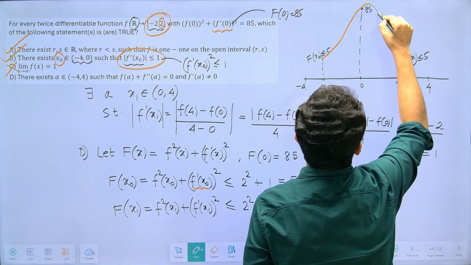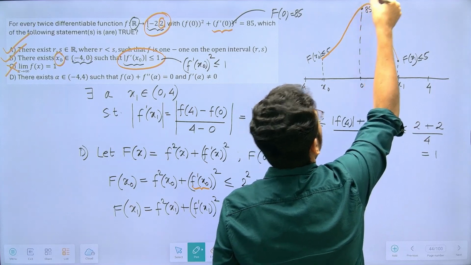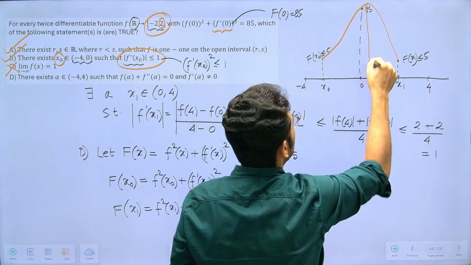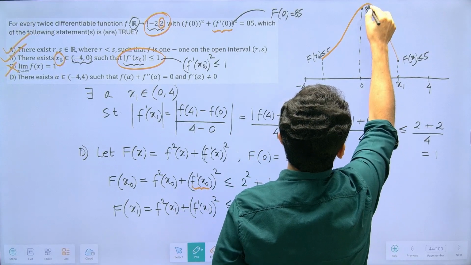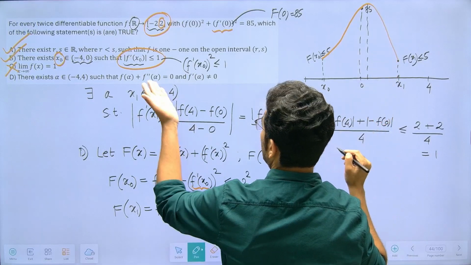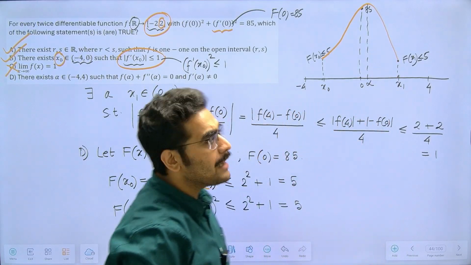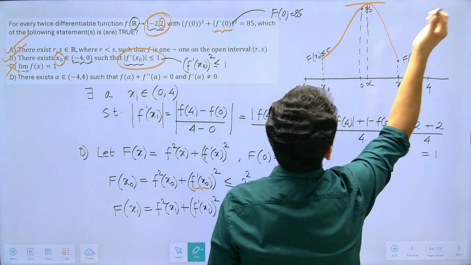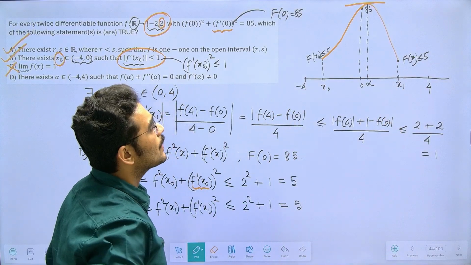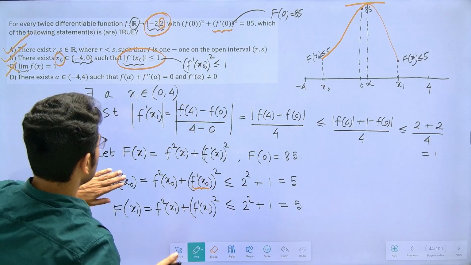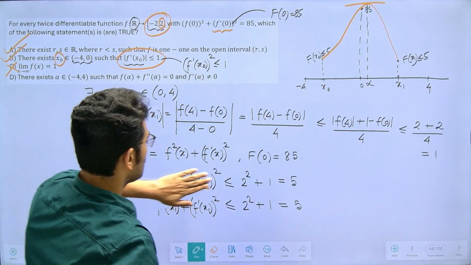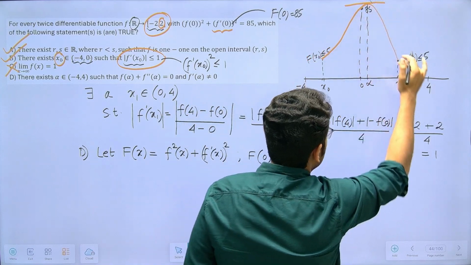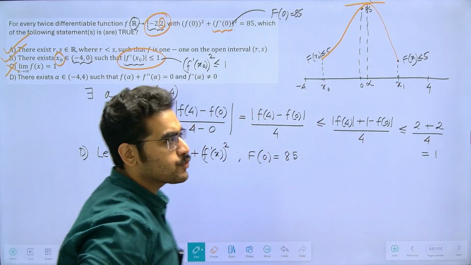there must be a local maxima either at 0 or at some other point, say at alpha. At alpha, a local maxima will be achieved. So at the local maxima point, the derivative must be equal to 0. For this function, there must be a local maxima where the slope should be 0, because the function is starting from here, then reaches the maxima, then again falls down. So here at the maxima point, the slope should be 0.